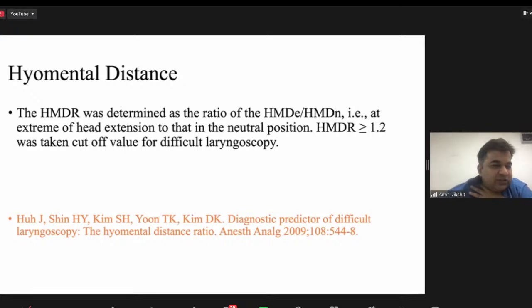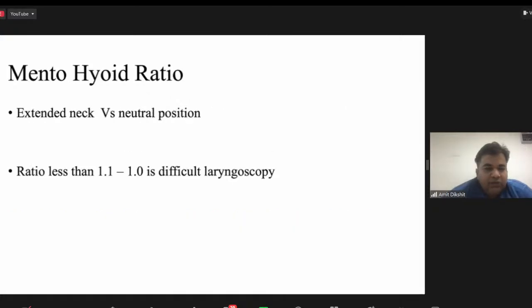This hyomental distance ratio, we do it with neutral position and extended neck position. So how will the image look? The hyomental distance ratio is extension divided by neutral position. The ratio should not be near one. It should be more than one. It means it has some flexibility.